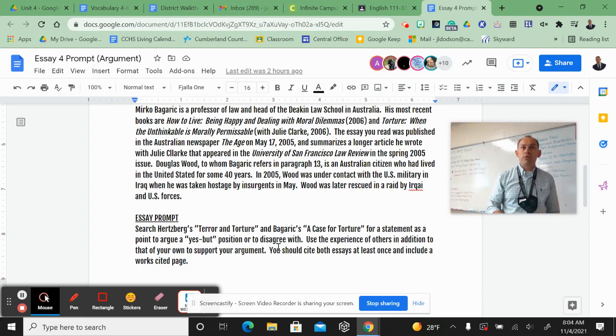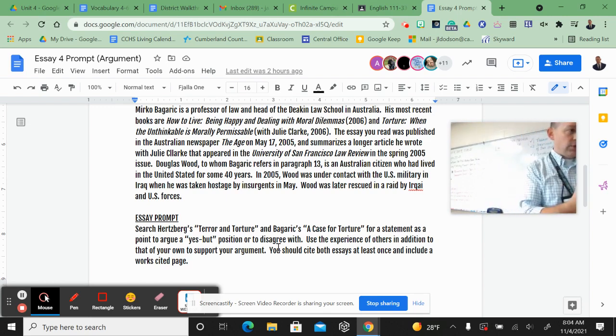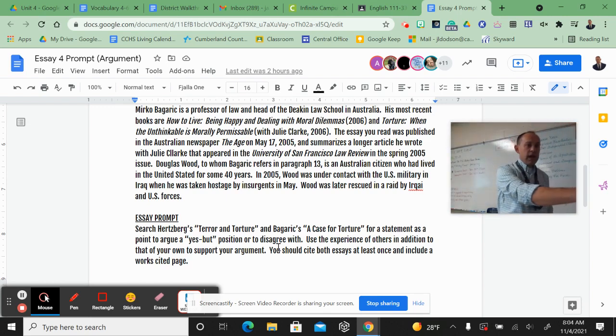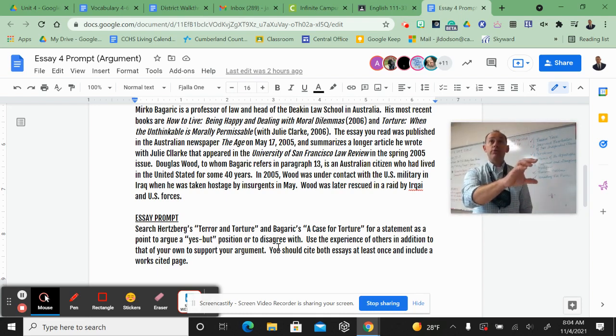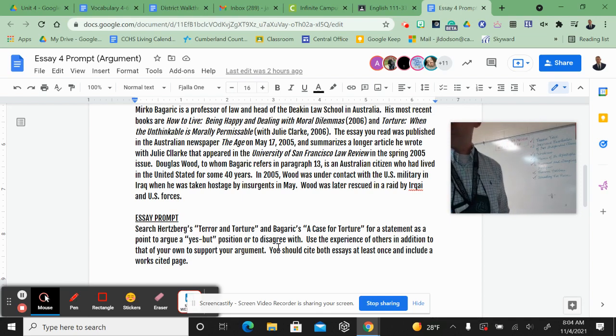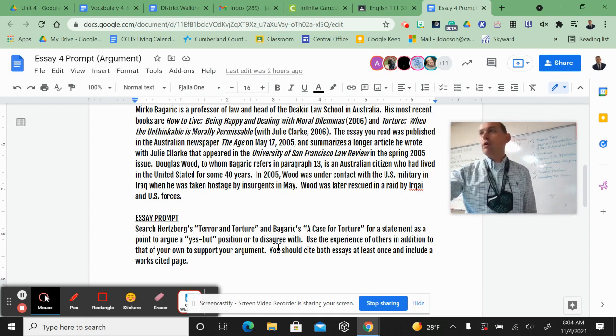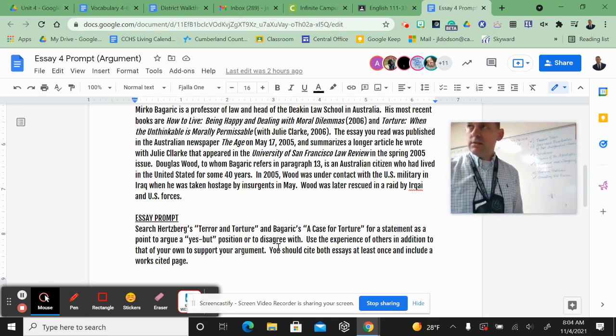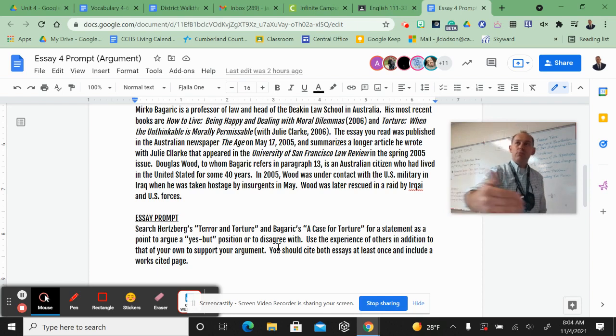Search Hertzberg's Terror and Torture and Bazurik's A Case for Torture for a statement as a point to argue a yes, but position or to disagree with. Now, what do I mean with a yes, but position? It means you take a statement and you say, I agree in part with what this author says, but I want to qualify it by adding this to it. Does that make sense? It's a yes, but I see your point, but there's another point to it that you need to consider. That's what you're arguing in this paper. Either a yes, but, or you're going to disagree with the position.